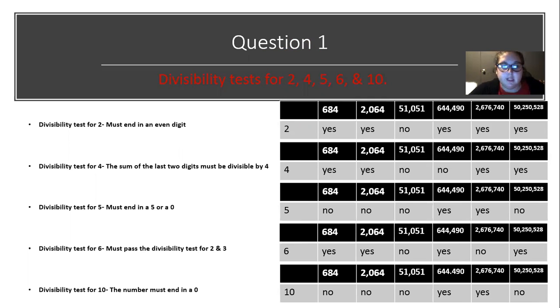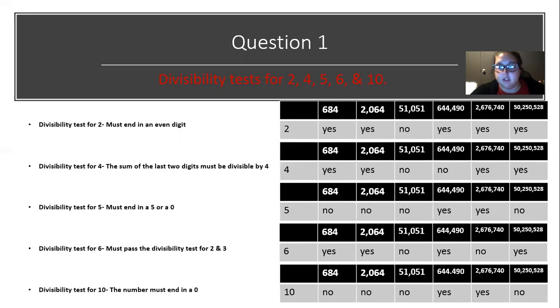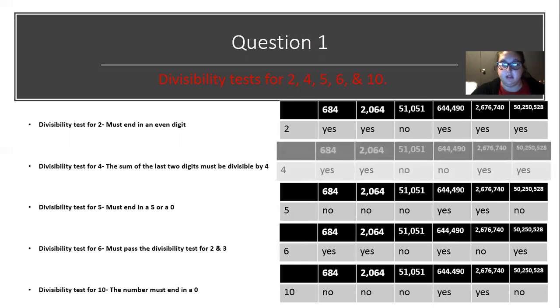The divisibility test for 4 is that the sum of the last 2 digits must be divisible by 4. So in 684, the last 2 digits added up is going to equal 12. So 12 is divisible by 4, so the answer to that is going to be yes. So we've got the answers displayed here for if the last 2 digits, when added up, are divisible by 4, then those are the answers that we're going to get.